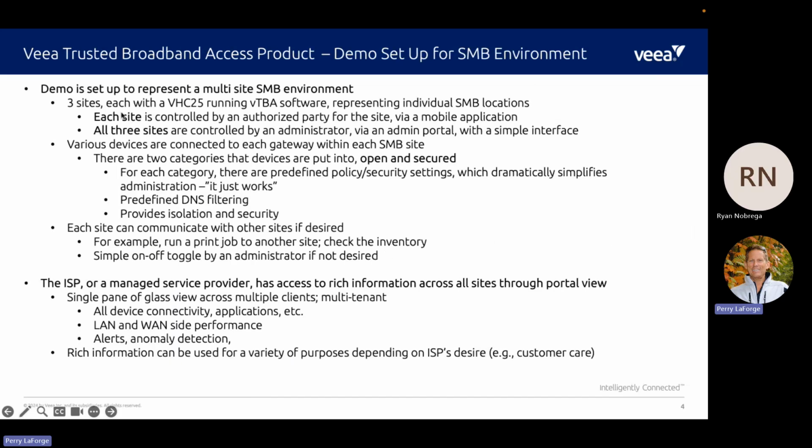The setup that we have today, again, is three VHC25s running. Each site is controlled and authorized by a party for the site, and we'll explain how that occurs, and we'll walk through the portal associated with that. As we noted, various devices are connected to each gateway within each SMB site. We've structured it in a way that for each category, secure, common, that's very easy to connect. And the way we describe it is it just works. It's very simple to set up and very fast.